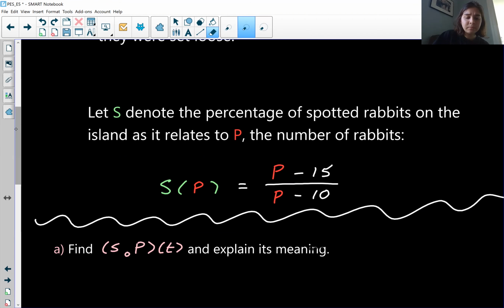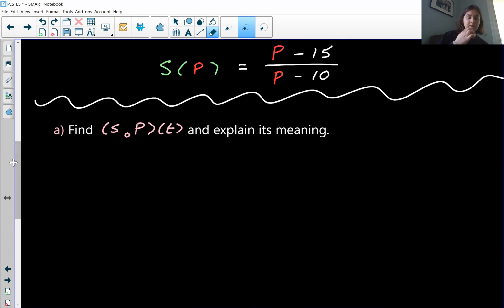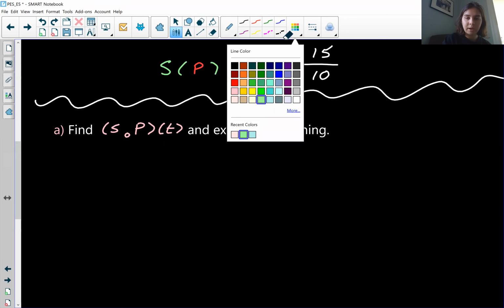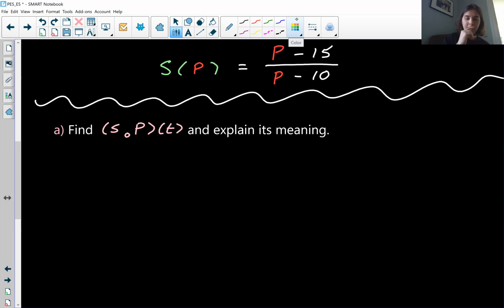All right. So the first thing that we're going to do is find s of p of t and explain the meaning. I really debated putting you guys through the algebra here, and I don't think I will, but I will show you kind of where you would go with some of the math. I just think it's a little complicated. I didn't mean for it to be.